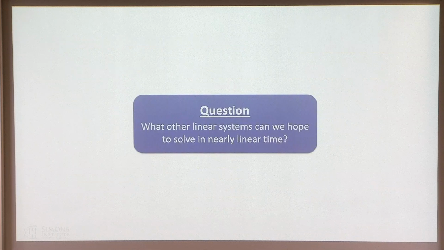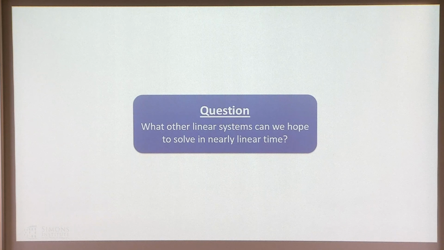The question that really motivates what I'm going to present in the rest of it is the question of, okay, so we can solve Laplacian systems in nearly linear time. What other structured linear systems can we solve in nearly linear time? How far can we push the Laplacian paradigm from just solving Laplacian systems to solving broader and broader classes of linear systems, and thereby hopefully getting new iterative methods and faster algorithms for more and more applications.